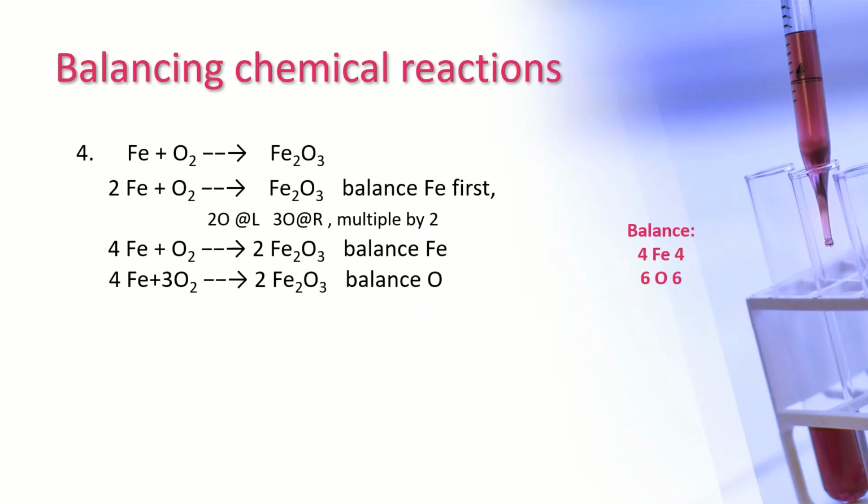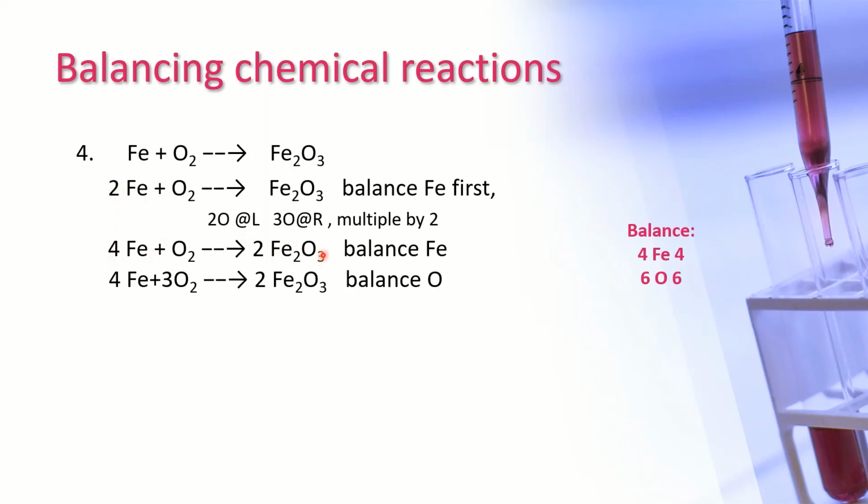The fourth chemical reaction is the reaction of iron plus oxygen to produce ferric oxide. First, you have to balance iron. There are 2 iron atoms at the right, so you add coefficient 2 at the left to make it balanced. But if you notice, there are 3 oxygen atoms at the right. To make it even, you multiply it by 2 here. So you add 2, and it becomes 4 iron atoms. So since there are 4, you multiply this also by 2. 2 times 2 becomes 4. So it's already balanced.